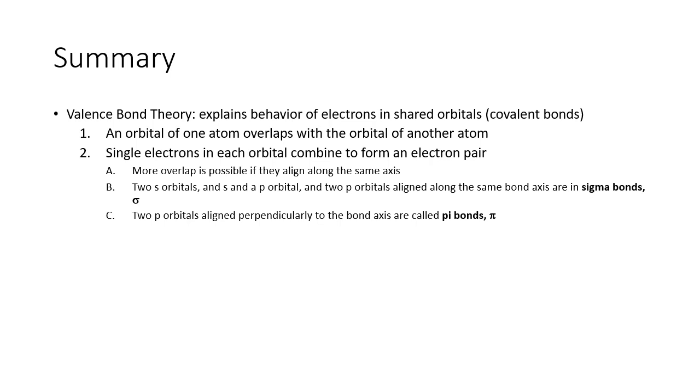To summarize, valence bond theory explains the behavior of electrons in shared orbitals, otherwise known as covalent bonds. An orbital of one atom overlaps with the orbital of another. That's a basic assumption of this theory. Single electrons in each orbital combine to form an electron pair. More overlap is possible if they align along the same axis. If we put two s orbitals together, or an s and a p orbital, or two p orbitals aligned along the same bond axis, we call it a sigma bond, given by lowercase Greek sigma. If we have two p orbitals aligned perpendicularly to the bond axis, they're called pi bonds, given by lowercase Greek pi.